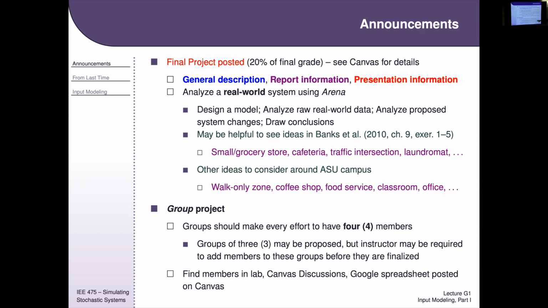And then, like I said, nominally 4, or ideally 4 members. You can propose 3, and that might be fine. But in the end, if there's 1 or 2 people left over who couldn't find a team, I may need to group them in with some of the 3-person teams.